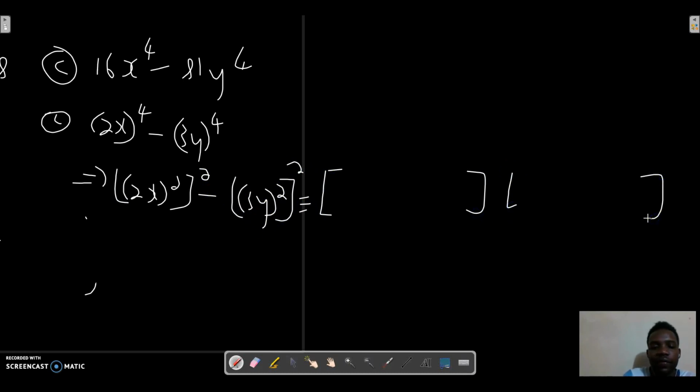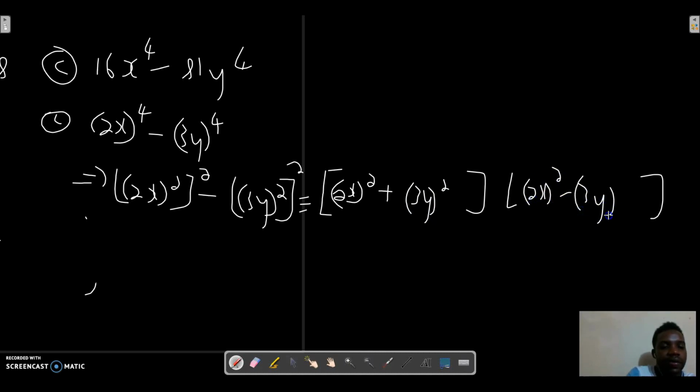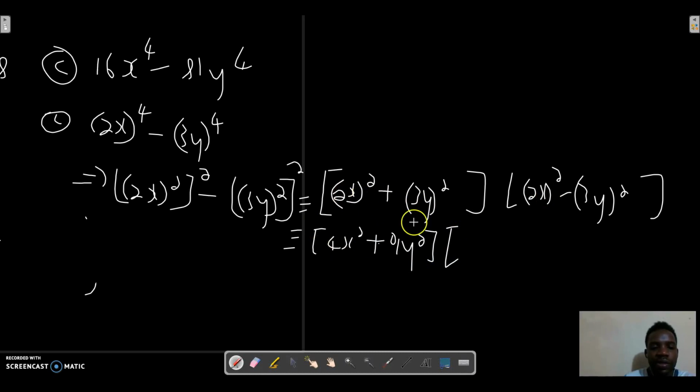So it means that I'm going to have 2x squared plus 3y squared, and then we can have 2x squared minus 3y squared. Of course, we don't have to go through all of this rigmarole because we know that 2x squared is really 4x squared. But just to show you the concept. And then of course this can be further broken down to 4x squared plus 9y squared. And of course we'll leave this because we know where the sum of squares are concerned, that is irreducible.